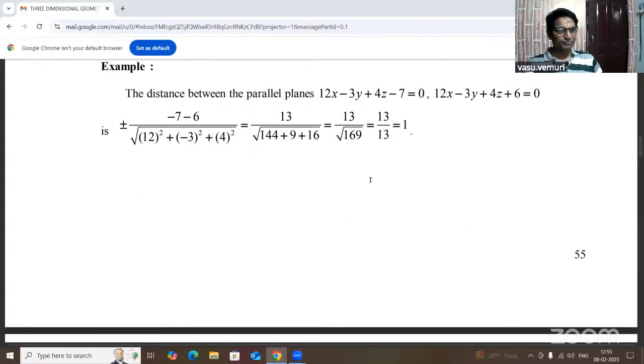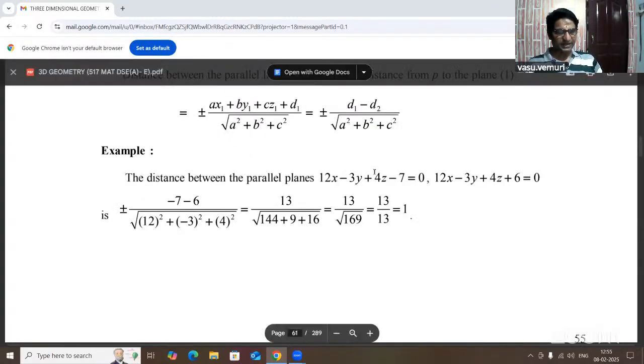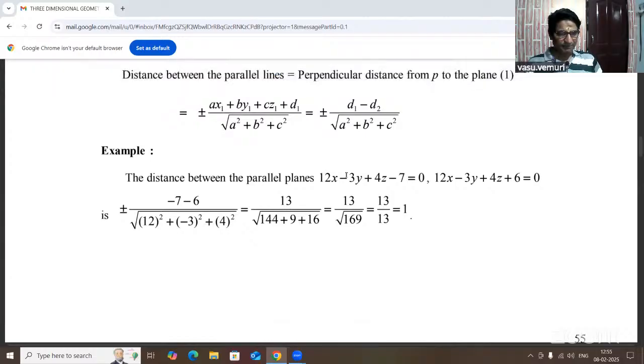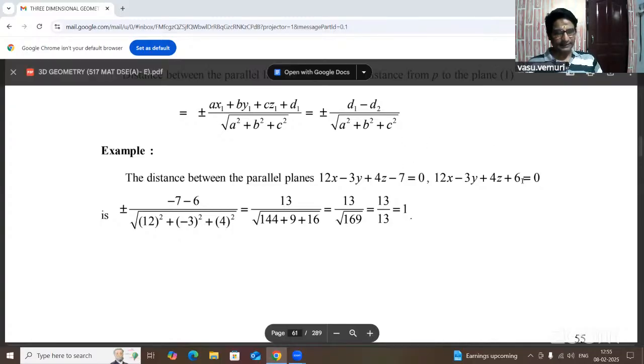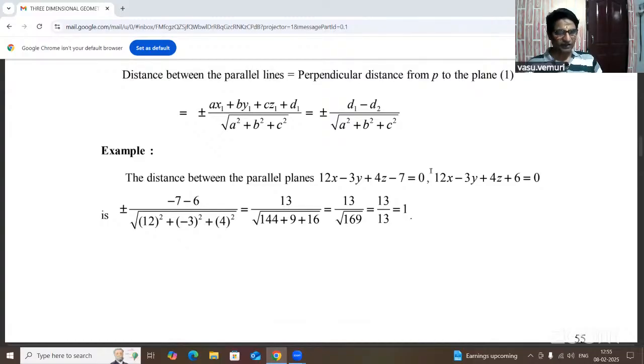See the problem, there are two planes given here. Here a1, b1, c1 and a2, b2, c2 are there. The point is on the same, xyz is the same. So the distance is plus or minus, d1 means minus 7, d2 means 6. So mod of d1 (minus 7) minus d2 (6) by root of a square plus b square plus c square.